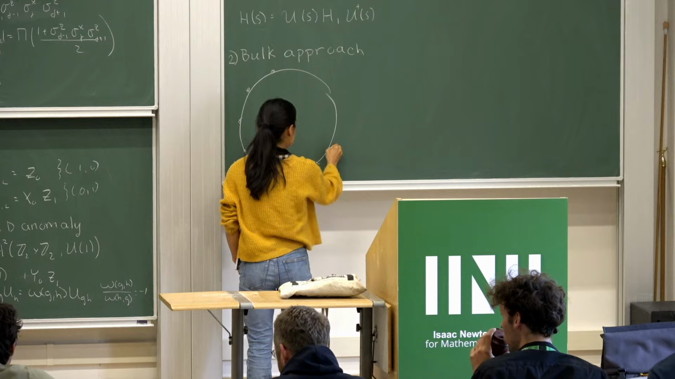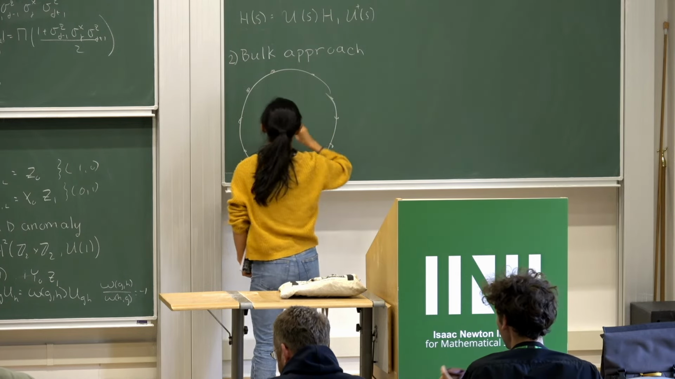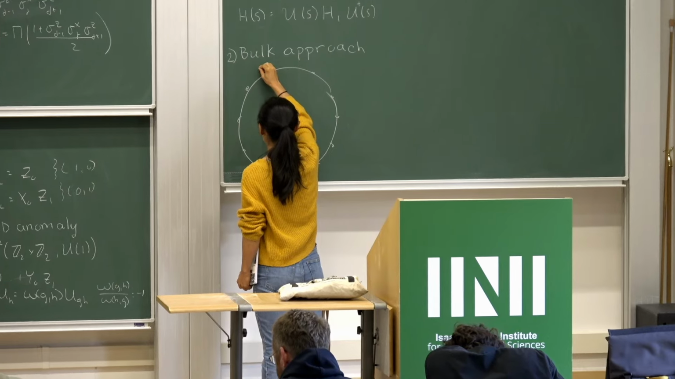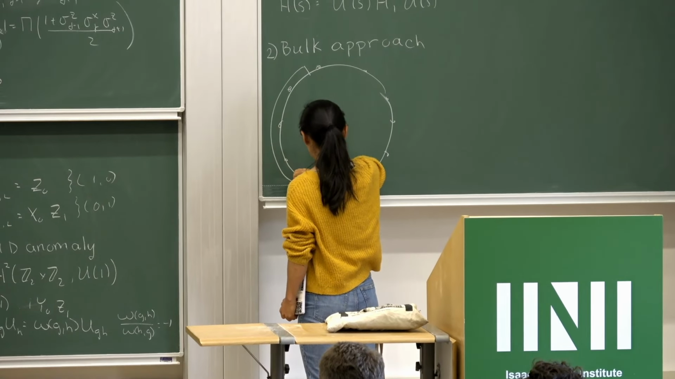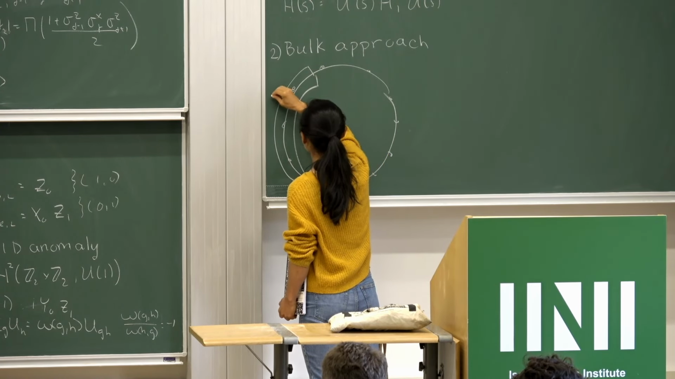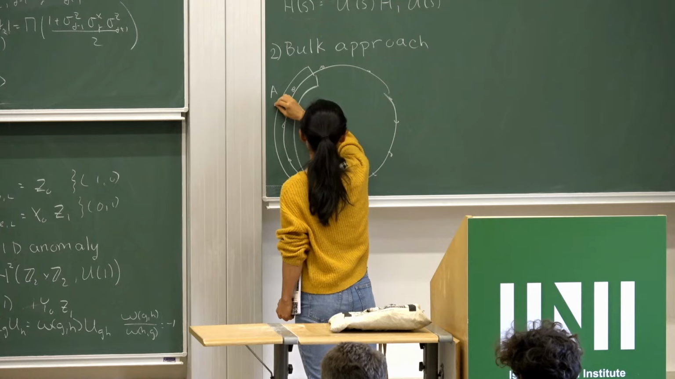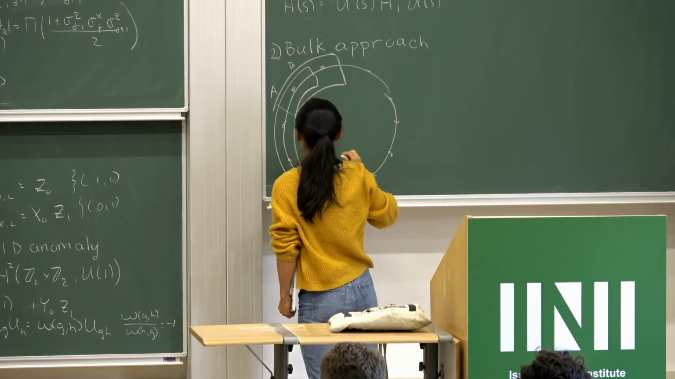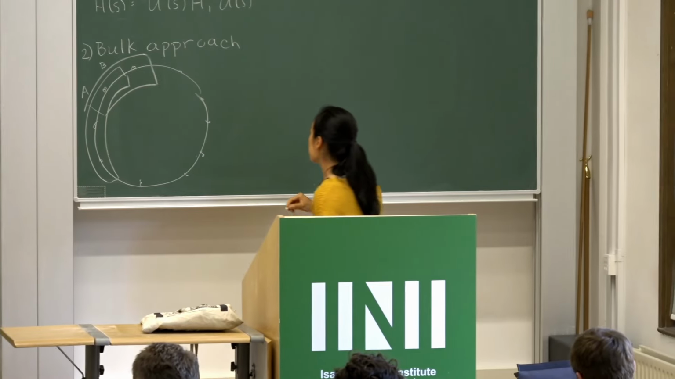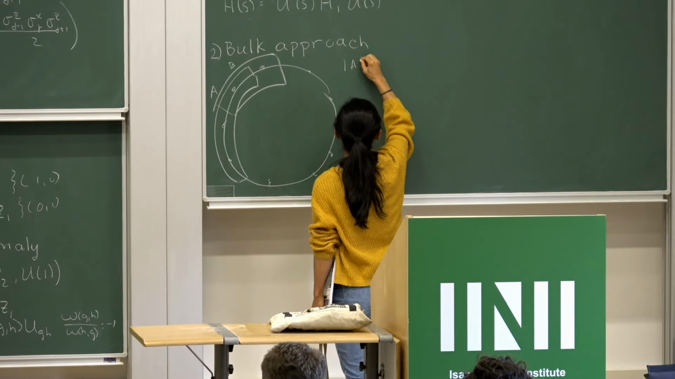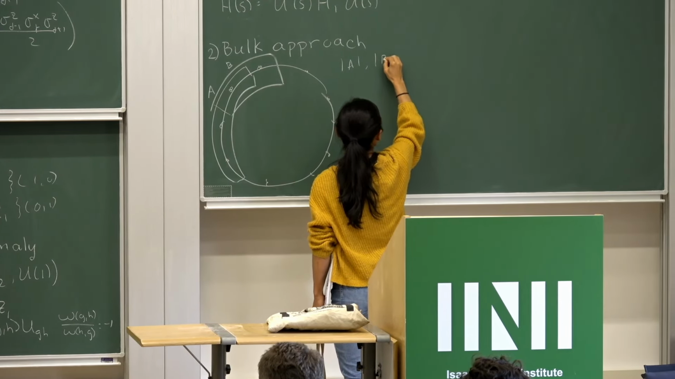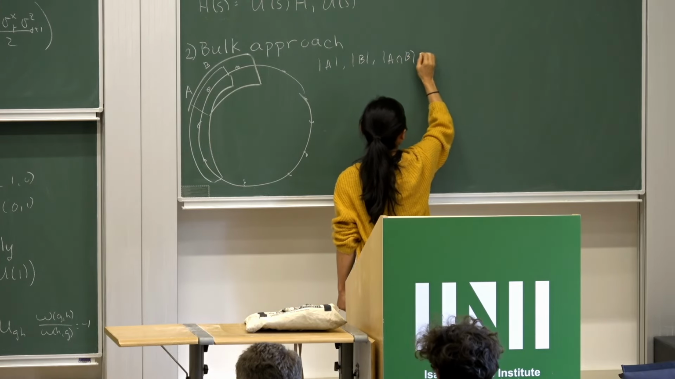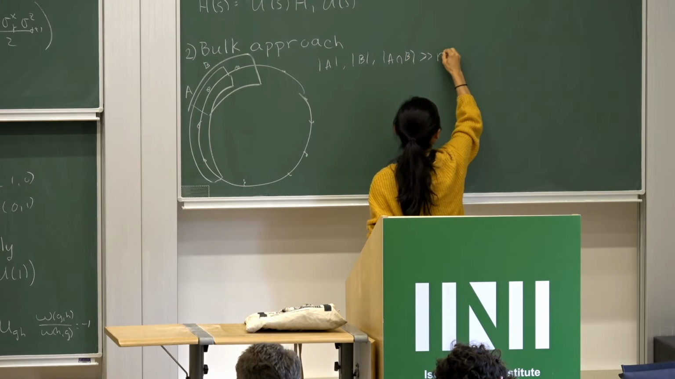So we consider our system on periodic boundary conditions, and let's define an interval A, and also another interval B. And what we want is that the size of A, the size of B, and the size of A intersect B is much, much larger than the range of the Hamiltonian.